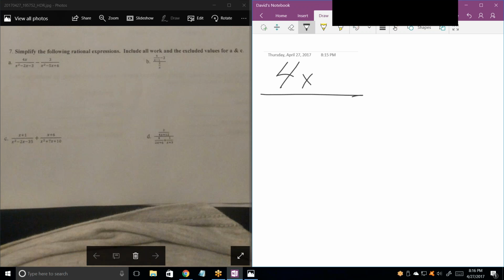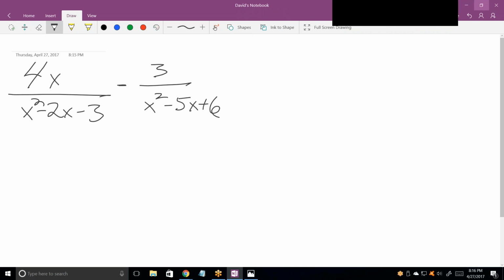All right, let's see. X squared minus 2x. I'm writing these just because the copy is blurry enough that it makes it tough to work on the copy. Simplify the following rational expressions. Include all work and the excluded values for A and C. Okay, I know what they mean by that.